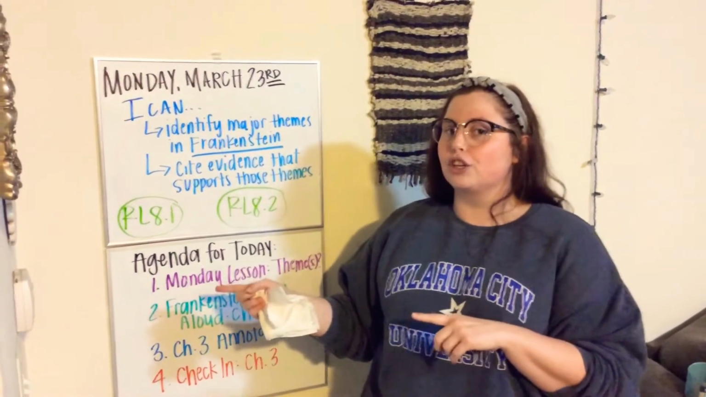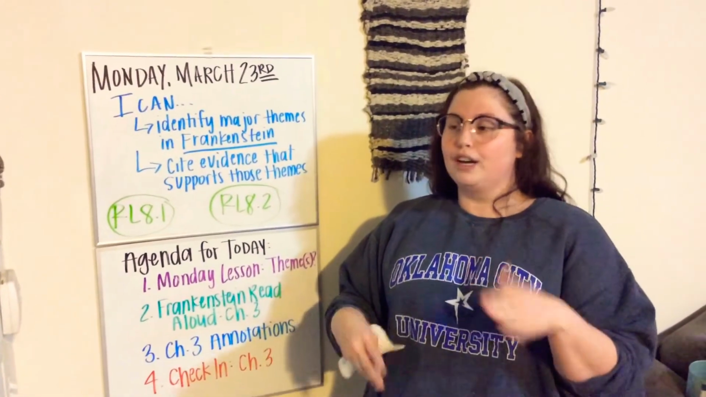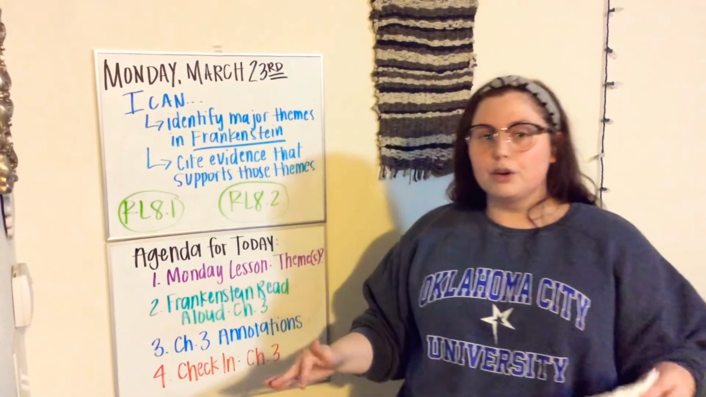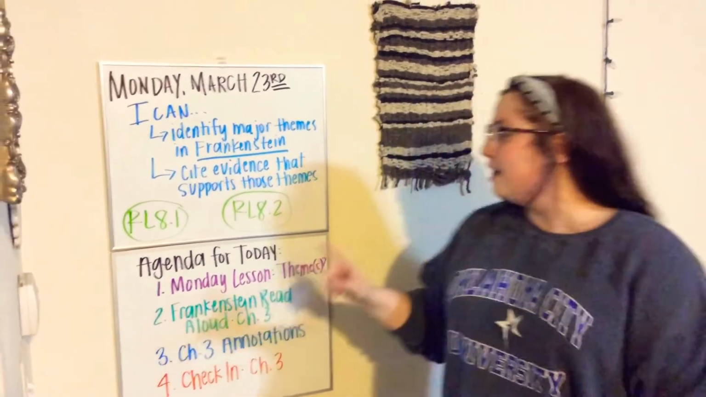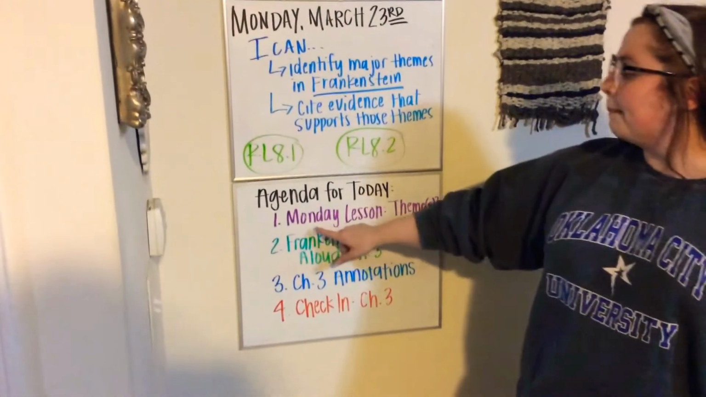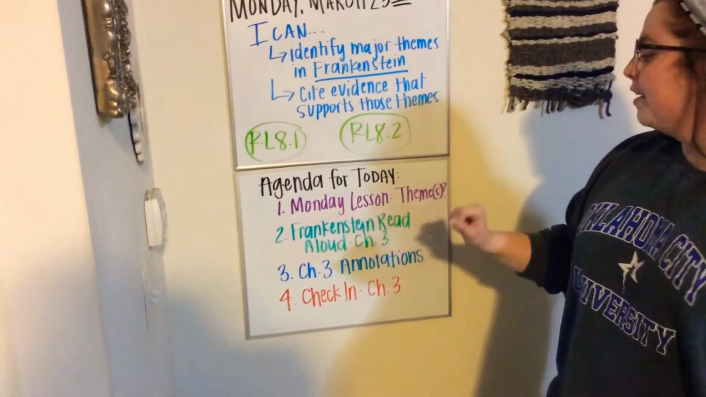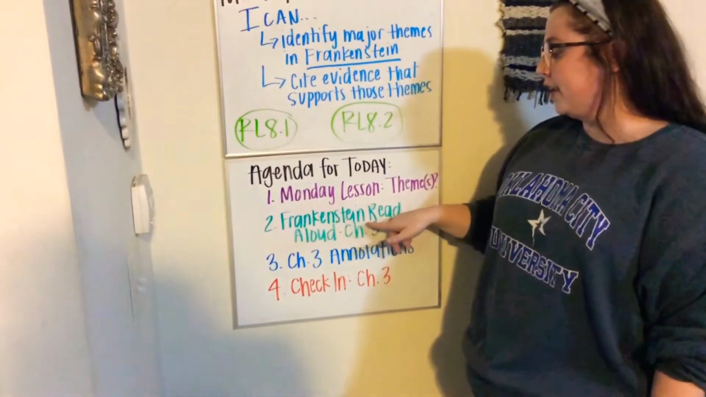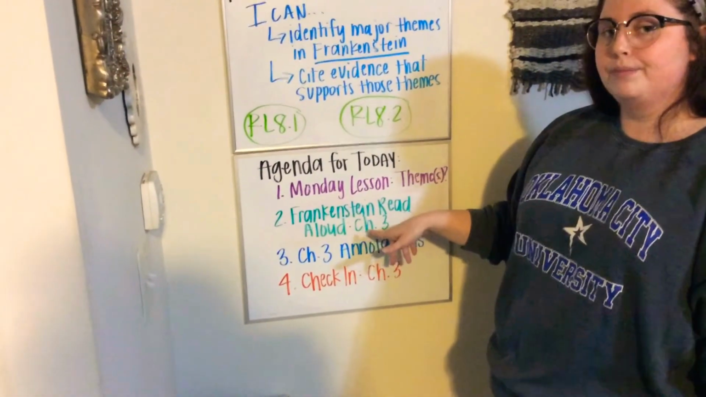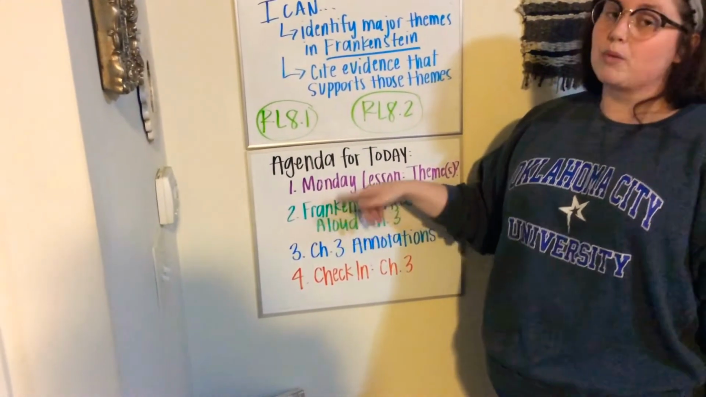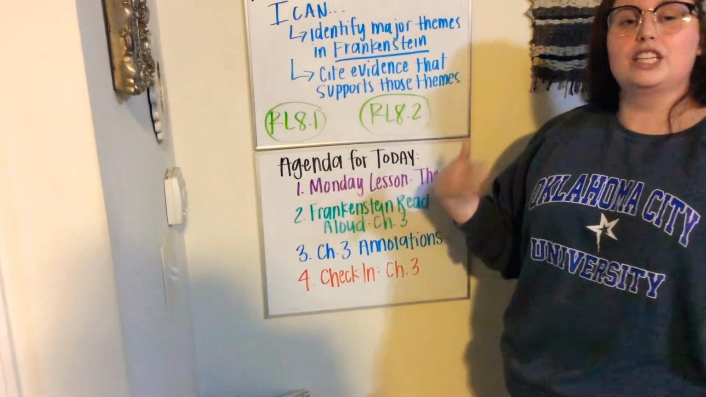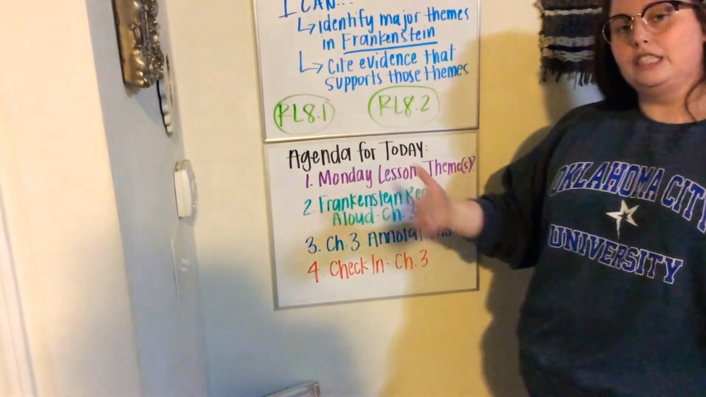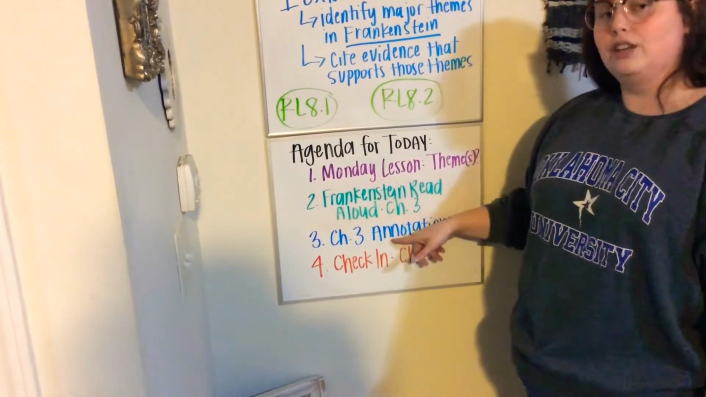So before we get started on the lesson, I'm going to go over your course of study today. If you're here watching this video, you've made the first right move, okay? That is our first topic, Monday lesson, themes. Once you finish this, the YouTube playlist should take you straight to Frankenstein Read Aloud, Chapter 3, okay? That's just going to be me reading Chapter 3, and then I'll provide a little summary of the chapter at the end. As soon as that video plays, it should take you straight to Chapter 3 annotations.